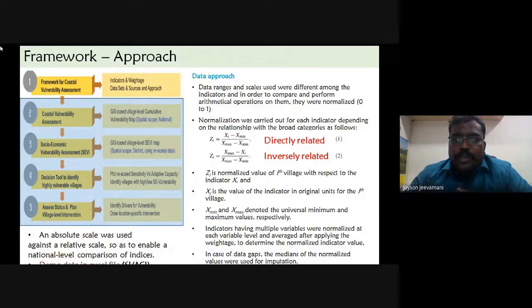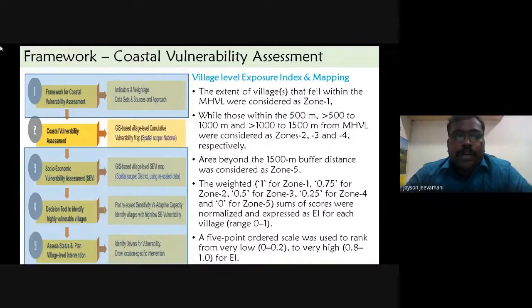But we still lack vulnerability. We need an exposure index, so I am going to deal with that now. The second one is the cumulative vulnerability map. Cumulative vulnerability includes exposure, sensitivity, and adaptive capacity. I already told that we use the spatial multi-hazard map of INCOIS. I already shared the map of that.